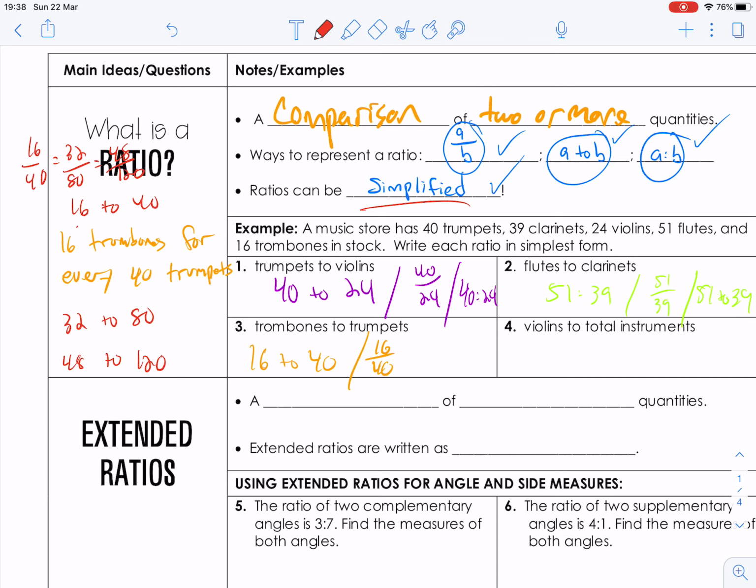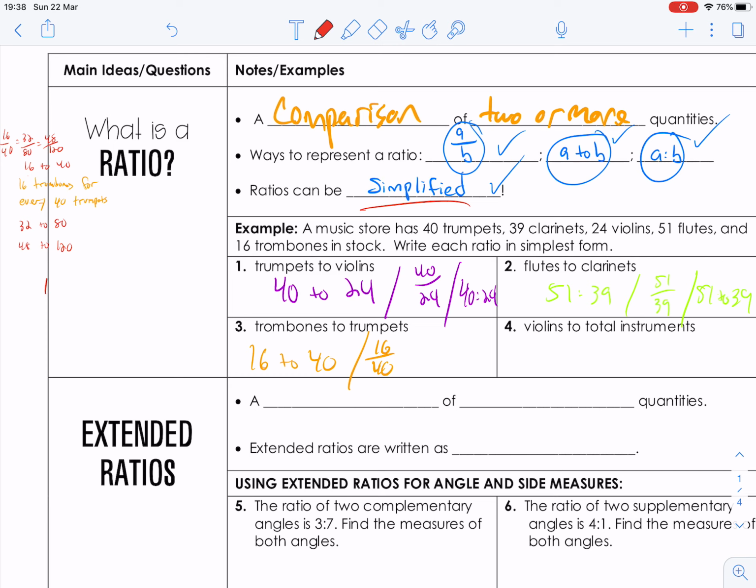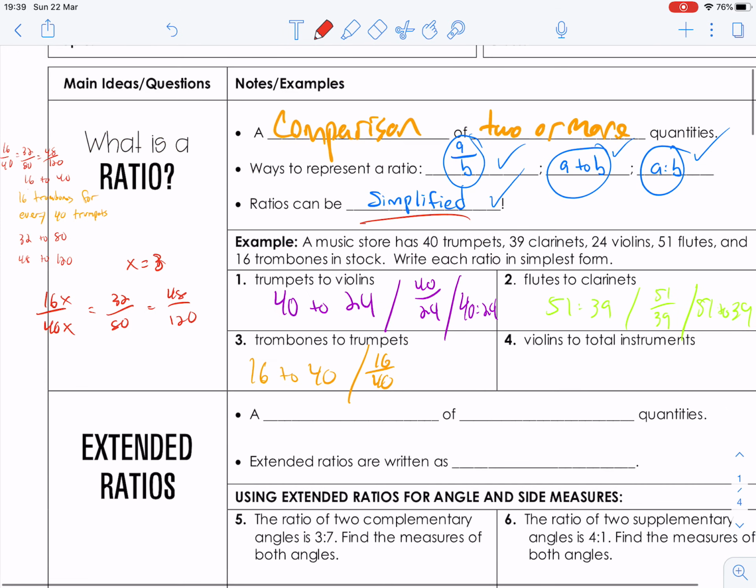And that's where variables come in. So if we had 16 trombones for 40 trumpets, we can multiply this by any number as long as we multiply this by the same number. So say, for example, x equals 2. That would be 32 80ths. Say x was 3. That would be 48 120ths. It still works. So we can have an x here to represent any number of this fraction or ratio getting bigger or smaller. Doesn't matter.